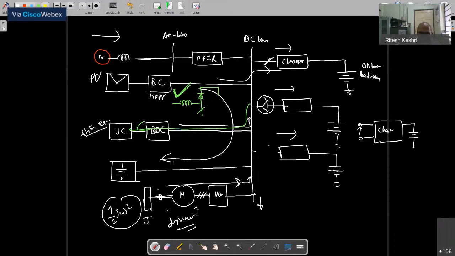This is the problem in that circuit, and this is your DC bus. So immediately one load you are disconnecting. Let's say this load you are disconnecting here, so this voltage is increasing. And here you are having this panel.